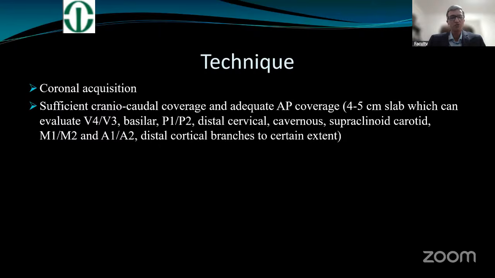So we are able to visualize the distal V3, V4 segments of the vertebral artery, basilar artery, and even the P1, P2s, and distal cervical carotid, cavernous, supraclinoid carotids, M1, M2s, A1, A2s, and to a certain extent, distal cortical branches are also visualized.